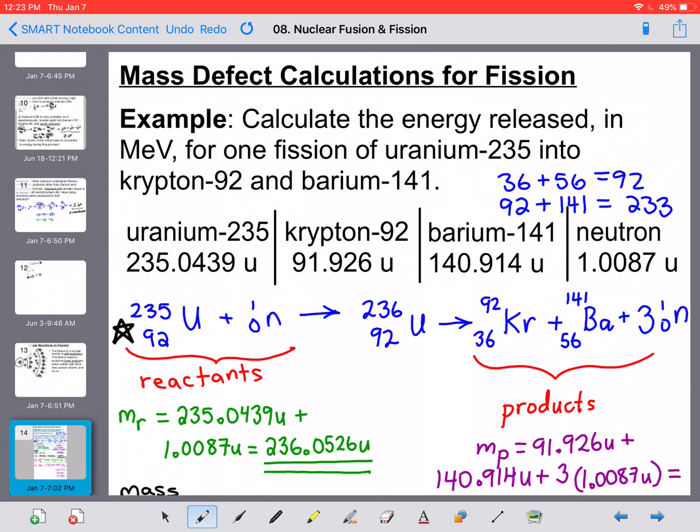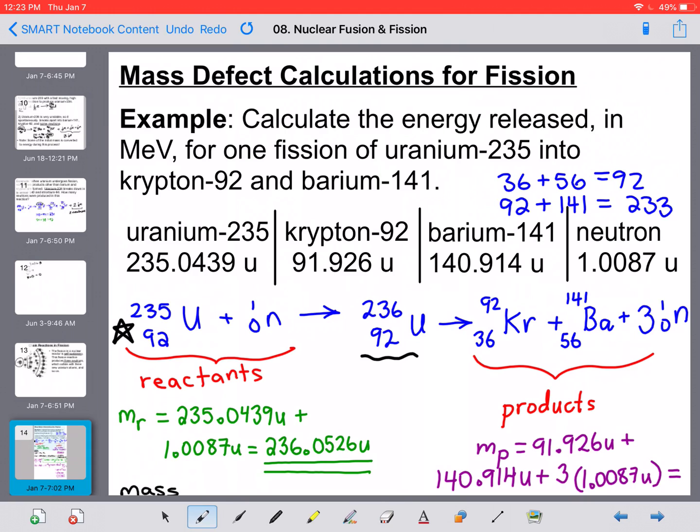So we know that when uranium undergoes fission, we start by bombarding it with a neutron. Those are my reactants. Reactants is whatever's on the left side of the arrow. We know that this is going to make uranium-236, but then uranium-236 doesn't stay for very long because we talked about how it's unstable. So that uranium-236 is going to immediately break down into krypton and barium. And so krypton and barium and 3 neutrons is going to be our products here.